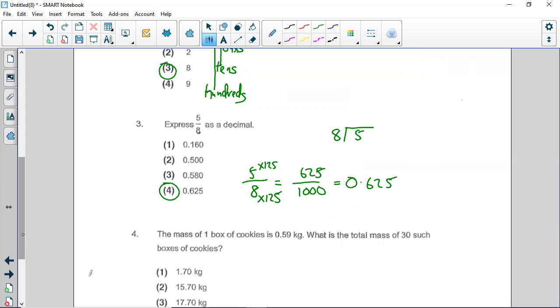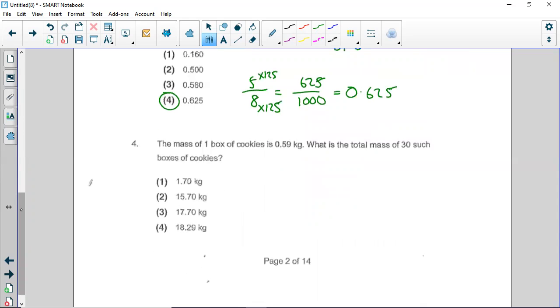Okay, next one, question number 4. The mass of one box of cookies is 0.59 kg. What is the total mass of 30 boxes of cookies? Now, those of you who multiplied 0.59 by 30 found it a little hard. Can we do something easier? Yes, we can. You just have to take 0.59 times 30.